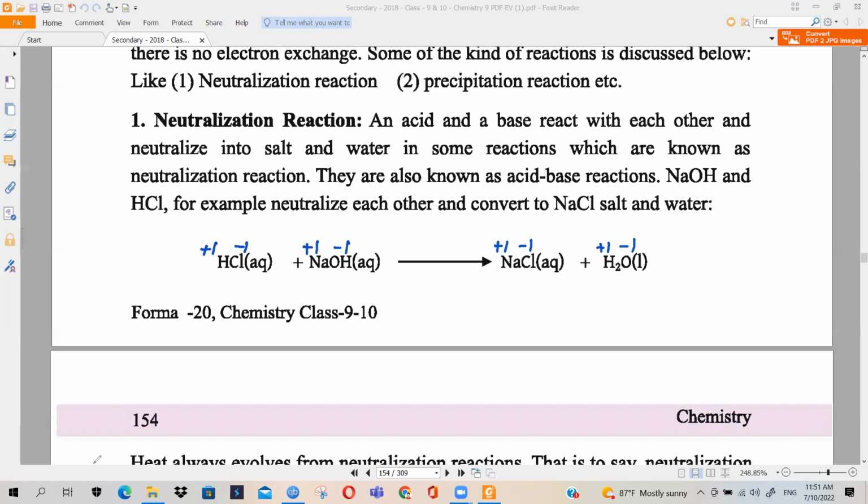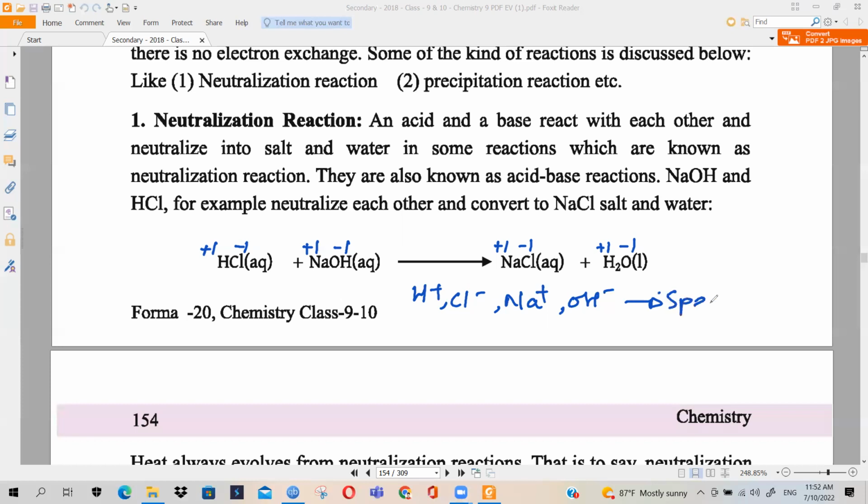So which means that all we can see are the ions. What will we call all of these ions? Like H plus, Cl minus, Na plus, OH minus? What do we call these ions? We have a specific name for those ions which do not exchange electrons in the whole reaction or the whole equation. They are spectator ions.